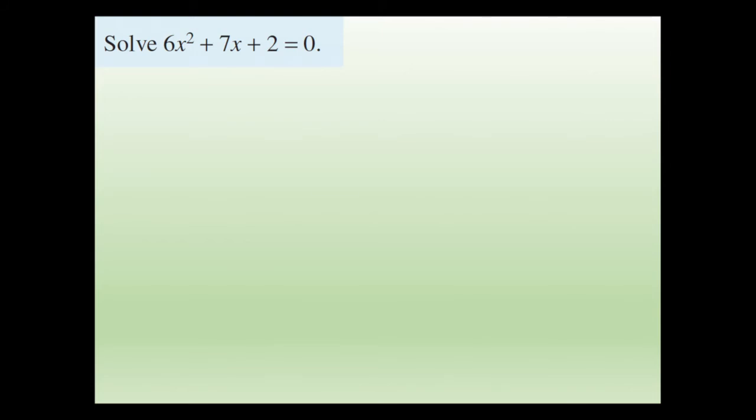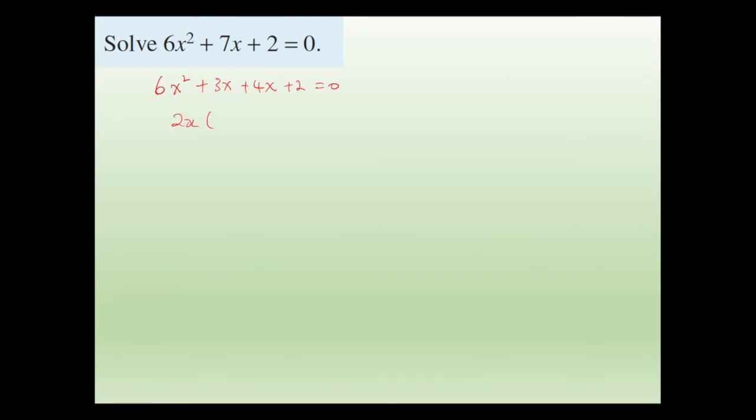What about this? 6x squared plus 7x plus 2 equals 0. Please pause the video for a while and attempt this question. We know that this is a non-monic quadratic equation. We need to find two numbers which multiply to become 12 and add up to 7. And we can see that this is 3 times 4. So therefore, rewriting it, 6x squared plus 3x plus 4x plus 2 equals 0.